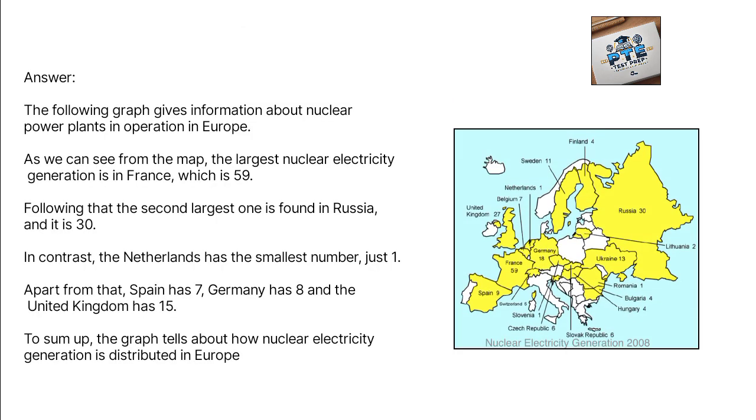The following graph gives information about nuclear power plants in operation in Europe. As we can see from the map, the largest nuclear electricity generation is in France, which is 59. Following that, the second largest one is found in Russia, and it is 30. In contrast, the Netherlands has the smallest number, just 1. Apart from that, Spain has 7, Germany has 8, and the United Kingdom has 15. To sum up, the graph tells about how nuclear electricity generation is distributed in Europe.